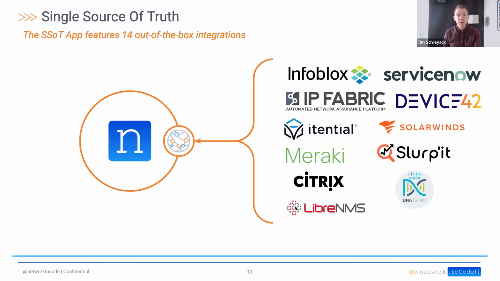Due to its extensible nature, this app is very adaptable, so it's very easy to add custom integrations. Maybe you have some unique in-house tool or some other tool that we're not currently supporting out of the box. It's quite simple to add that in; basically you're adding in that additional API that you want to extract data from and bring into Nautobot.